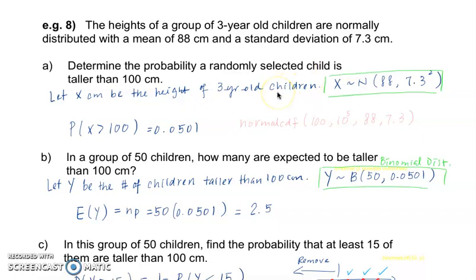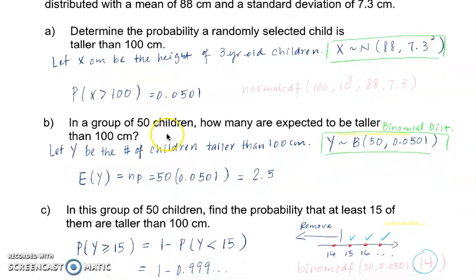So let's set our variable x to represent the height of these kids. So now x belongs to a normal distribution, mean 88, variance 7.3 squared. This asks us to figure out the normal CDF from a lower bound of 100 to a large number, mean, standard deviation, plug it in, and the probability of finding a child with a height taller than 100 centimeters is like 5%. Okay?